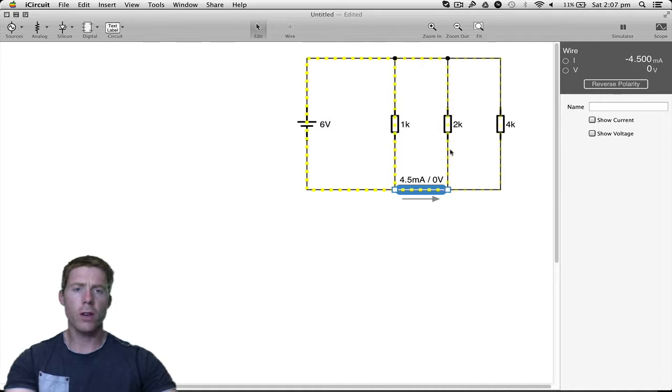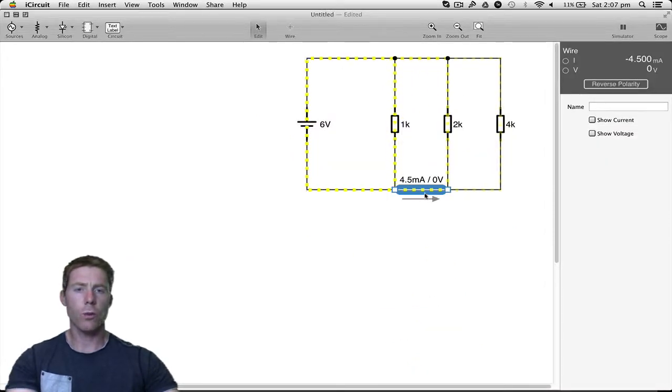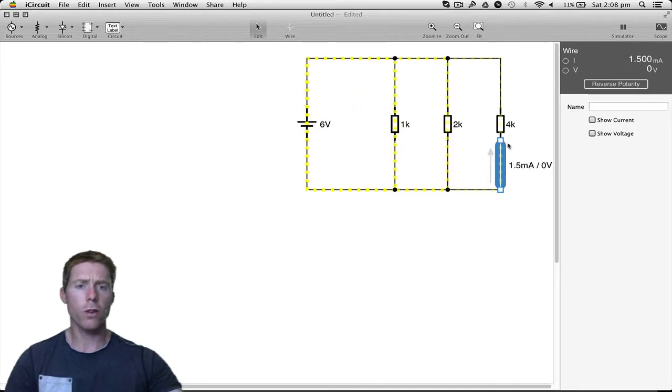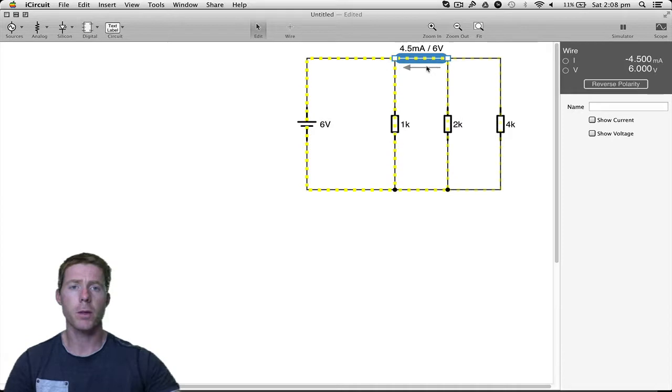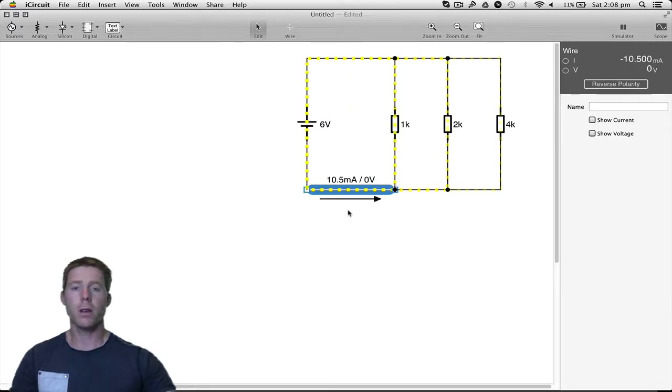Of that 4.5, how much goes up this way? 3 milliamps. Exactly right. That's what we calculated. If we started with 4.5 and we lost 3, how much should be here? Well, we've got 1.5. Again, mathematics is lining up. Good job, mathematics. That 1.5 comes up through the 4K, and we get to this node up the top, and it recombines with the 3 to give us 4.5, same as what we had before it split. 4.5 recombines with 6, so we get 10.5 again, same as what we had before it split.